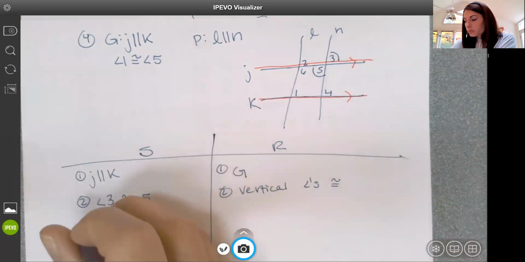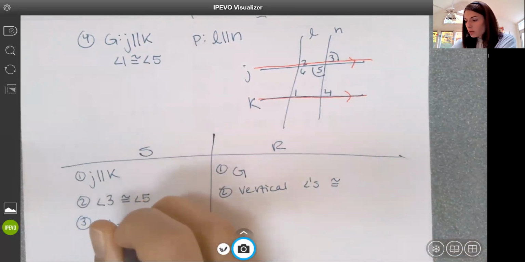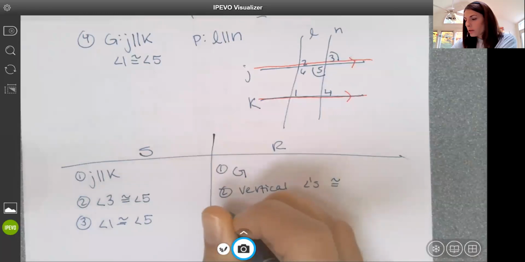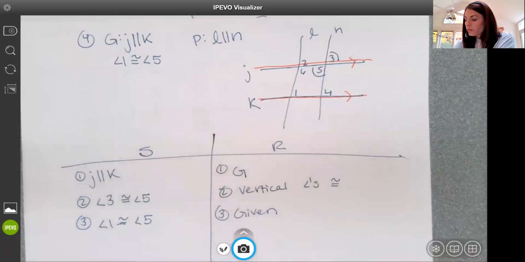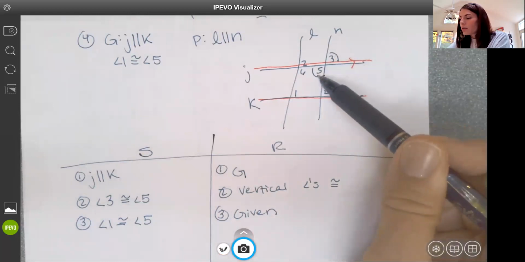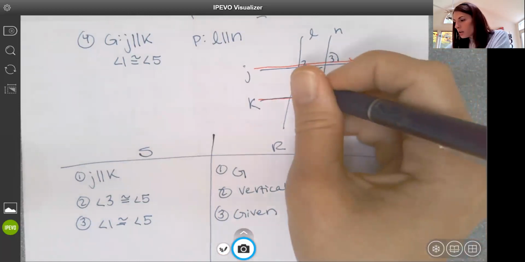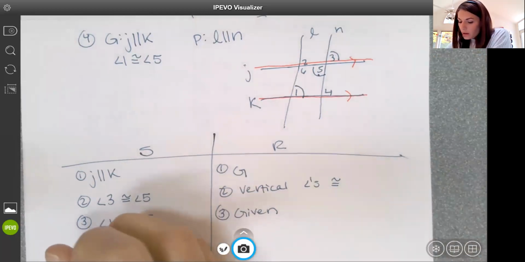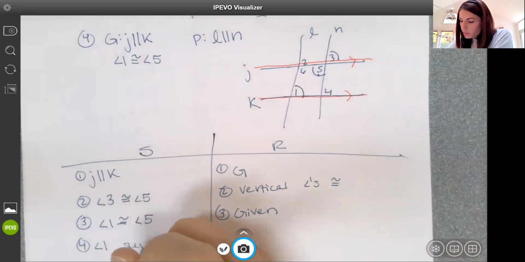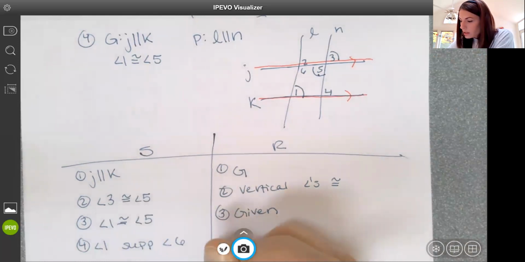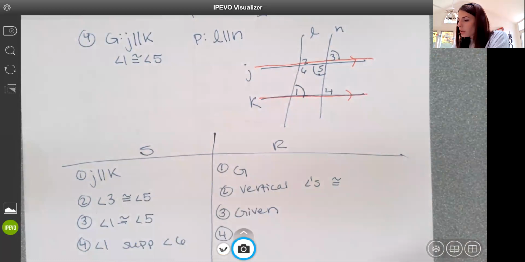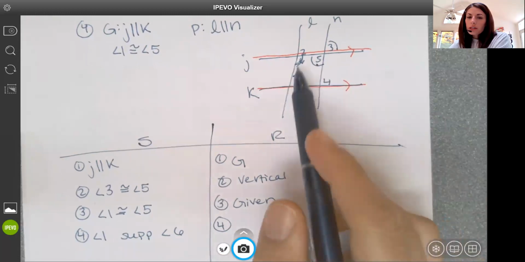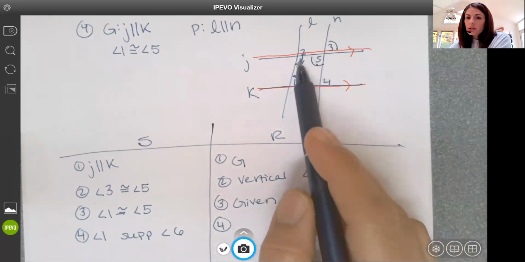Because then with my other given, which is the next step that they have, angle 1 is congruent to angle 5. That's given. Well, if I know that 3 and 5 are congruent, and I know that 1 and 5 are congruent. And then, well, hold on, let's keep going with what they have. And then they also give us that angle 1 is supplementary to angle 6. It's a lot of pieces on this proof. It also tells us 1 and 6 are supplementary. The reason that 1 and 6 are supplementary is because they're same side interior.